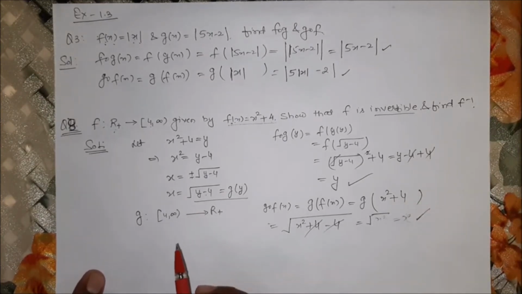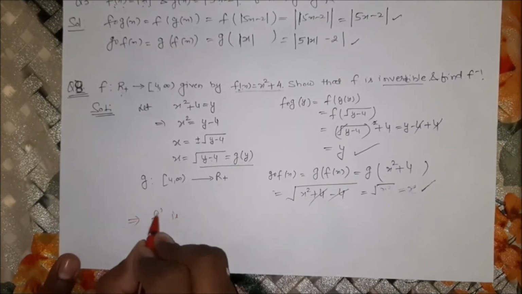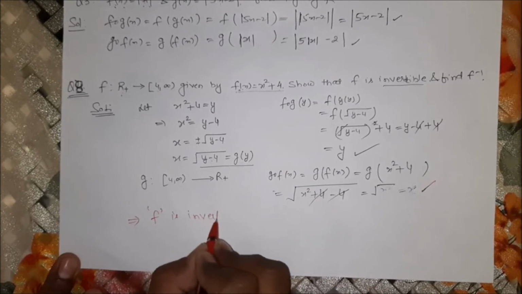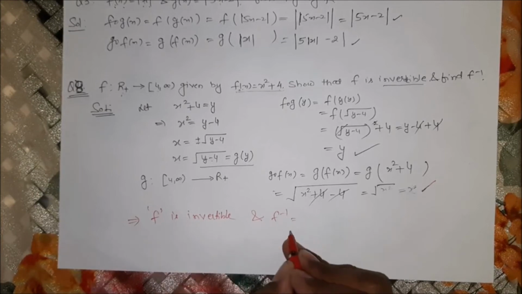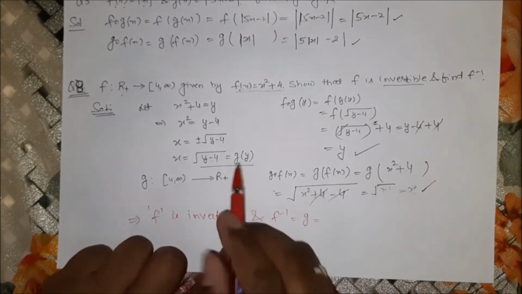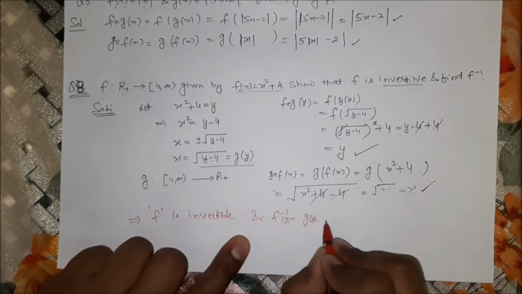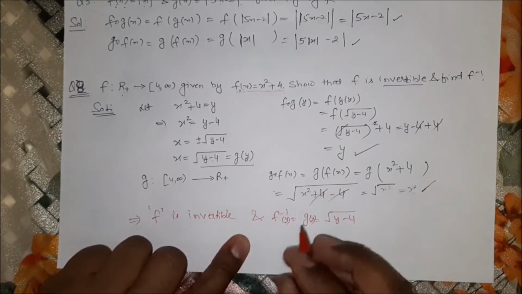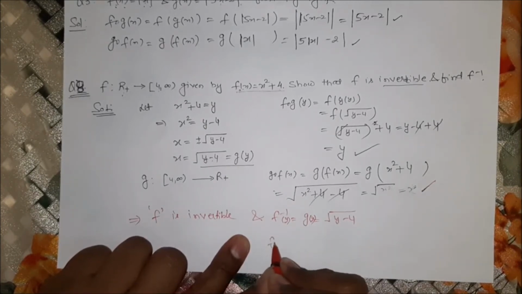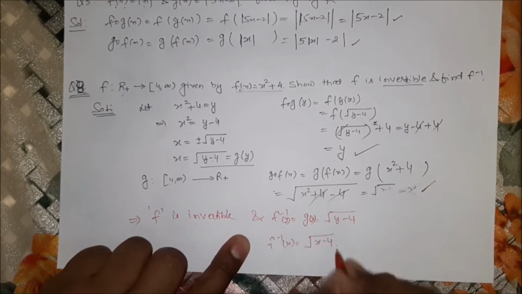Now clearly fog and gof are identity functions, so we can say f is invertible and f inverse is equal to g. And what was g? If it is defined on y, it should be equal to root y minus 4. But your answer should be in terms of x only, so we can write f inverse x is root of x minus 4.